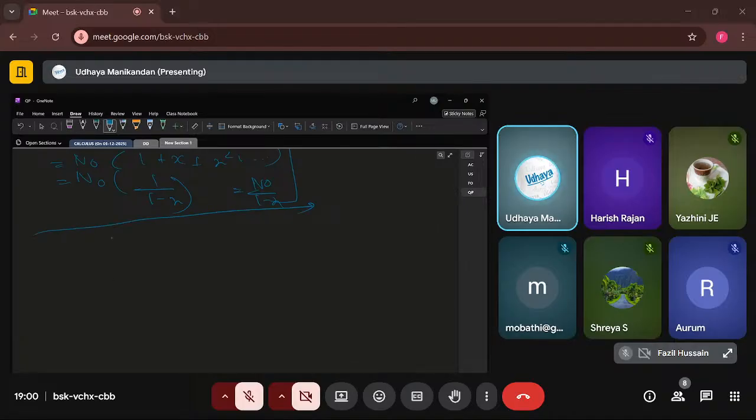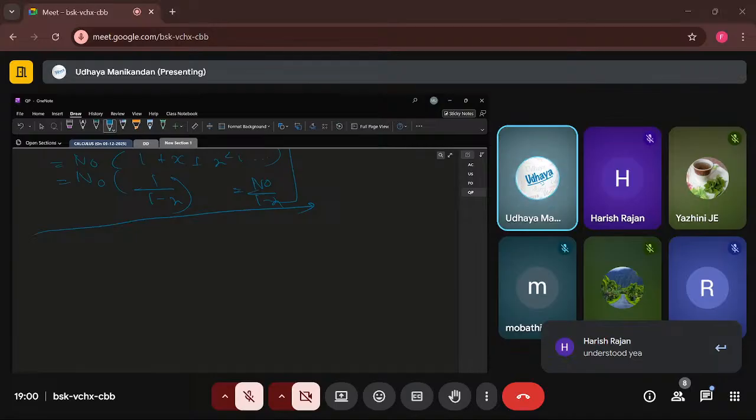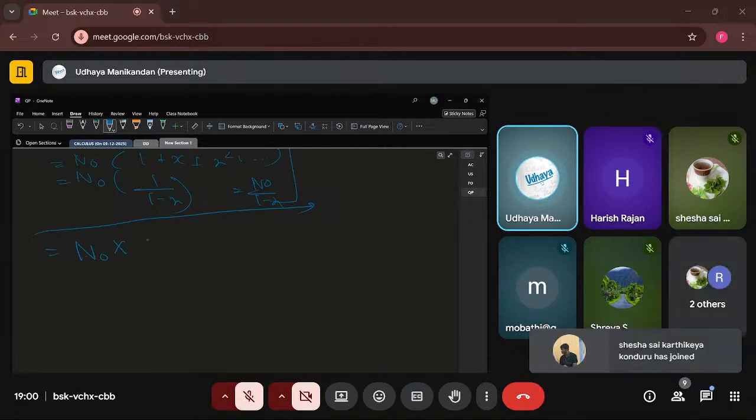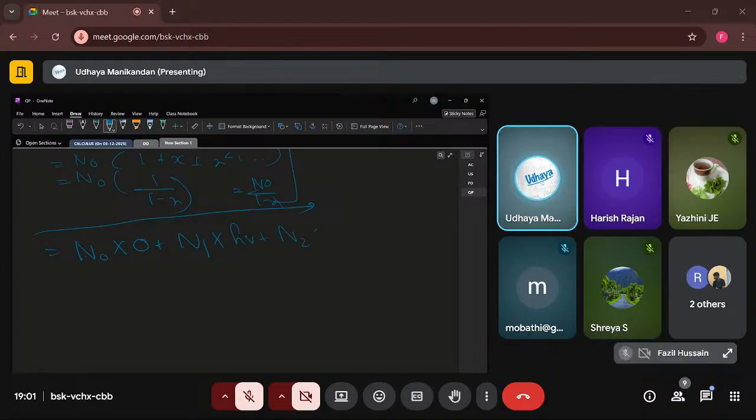So what is the total energy of all the oscillators going to be? It will be the number of oscillators in the ground level multiplied by the energy of the ground level, 0, plus the number of oscillators in the first level multiplied by the energy of the first level, h nu, plus n2 into 2h nu plus n3 into 3h nu, and so on, right?